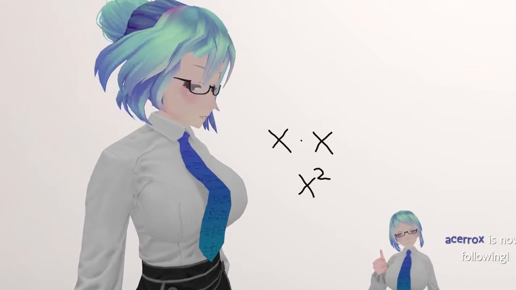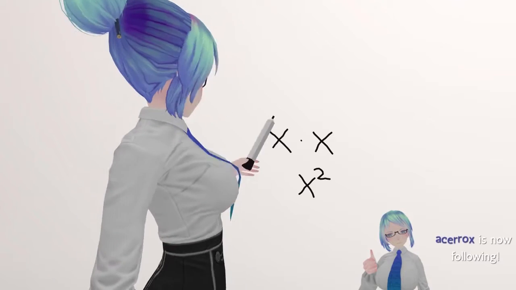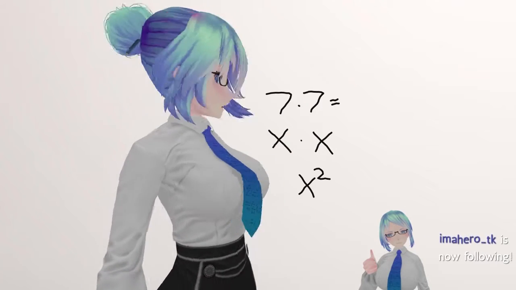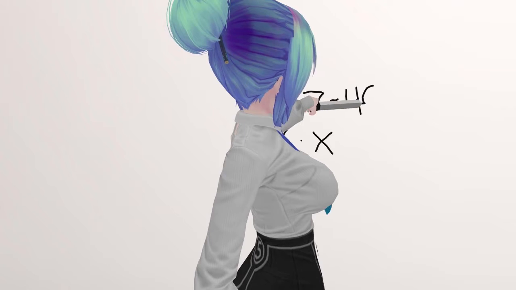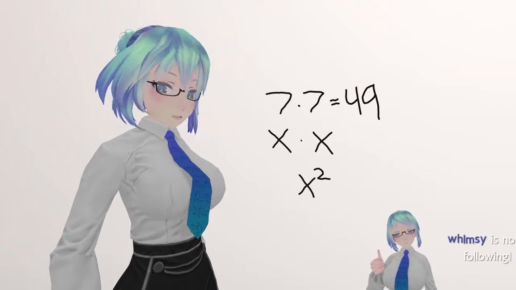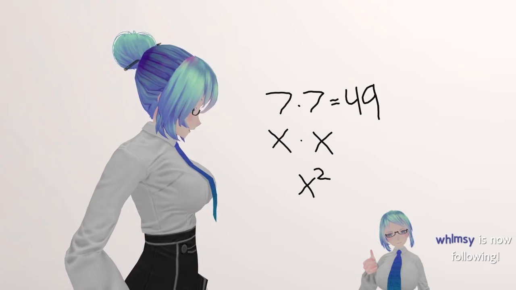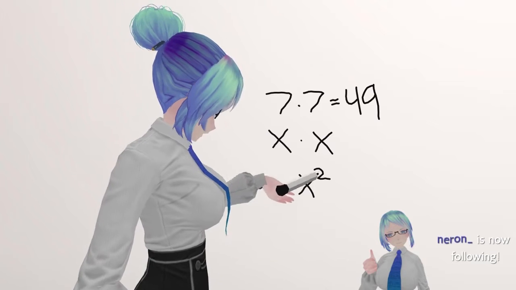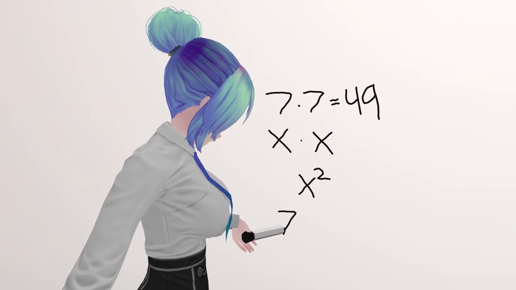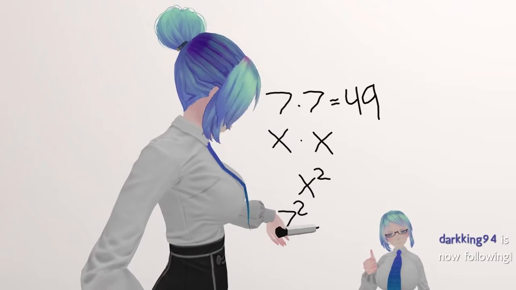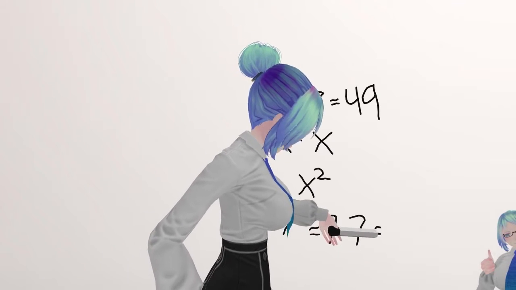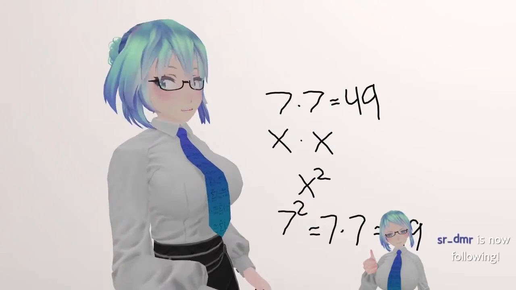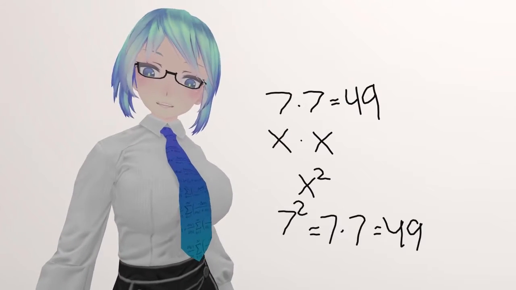Okay, now let me demonstrate. Let's say x is 7 again. Well, what's 7 times 7? 7 times 7 is 49. And what this x squared means is literally x times x. I don't know how else to write it. So 7 squared, well, we'll get 7 times 7, which is 49. These are the absolute basics. Once you know this, distribution will be a piece of cake.